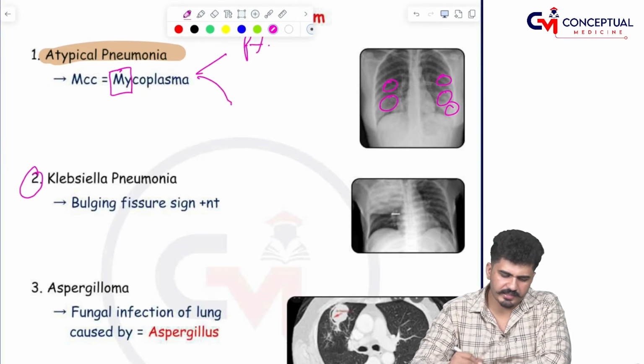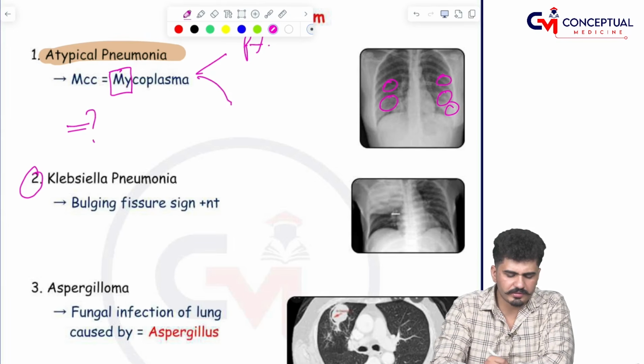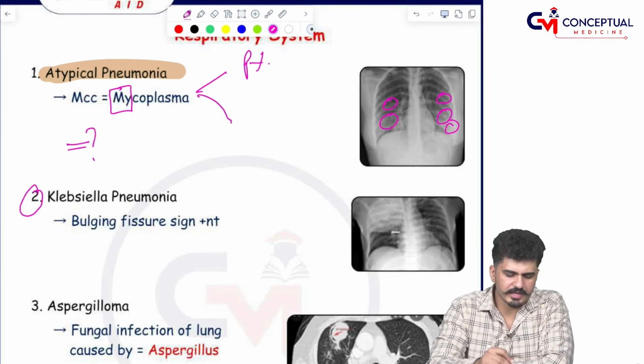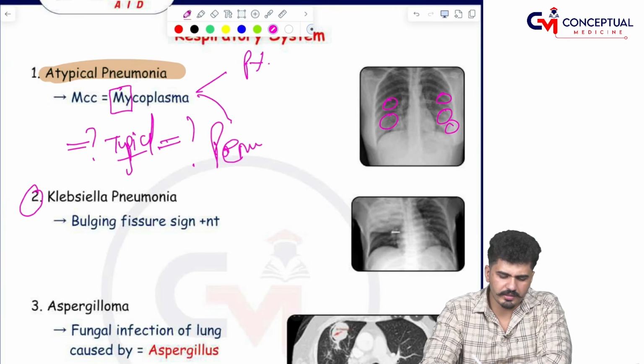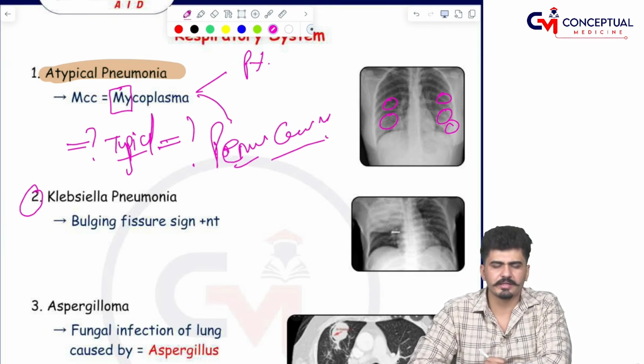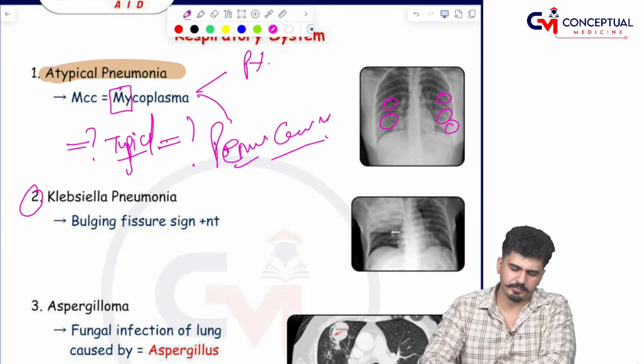Coming to Klebsiella pneumoniae, you can see right here. And also, can you tell me the most common cause of typical pneumonia? It is gram positive. Yes, typical pneumonia. Can you tell me the cause of typical pneumonia? Pneumococcus pneumoniae. They both are what? Gram positive.